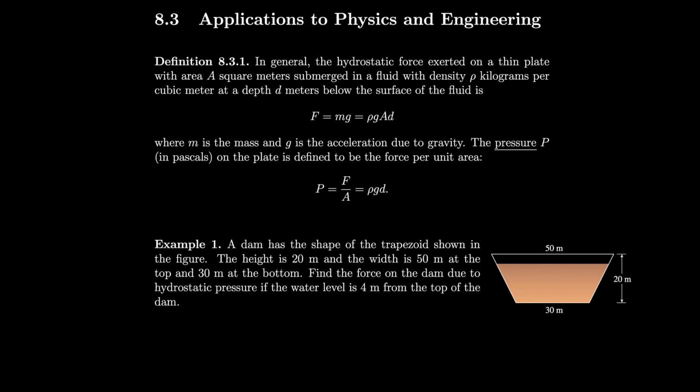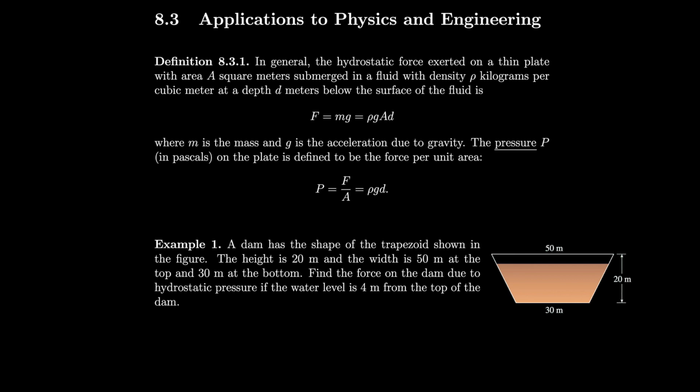Section 8.3 Applications to Physics and Engineering. In general, the hydrostatic force exerted on a thin plate with area A square meters submerged in a fluid with density ρ kilograms per cubic meter at a depth d meters below the surface of the fluid is F equals m times g, which is ρ times g times A times d, where m is the mass and g is the acceleration due to gravity.